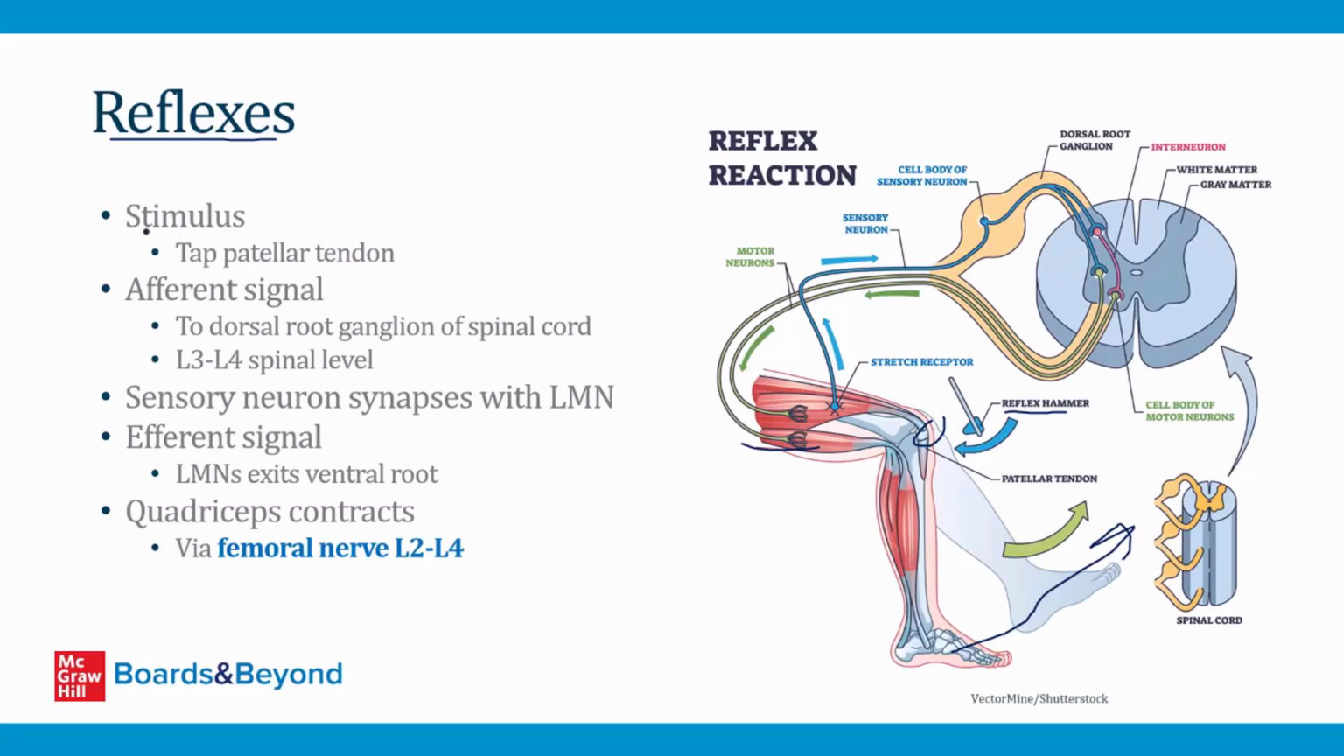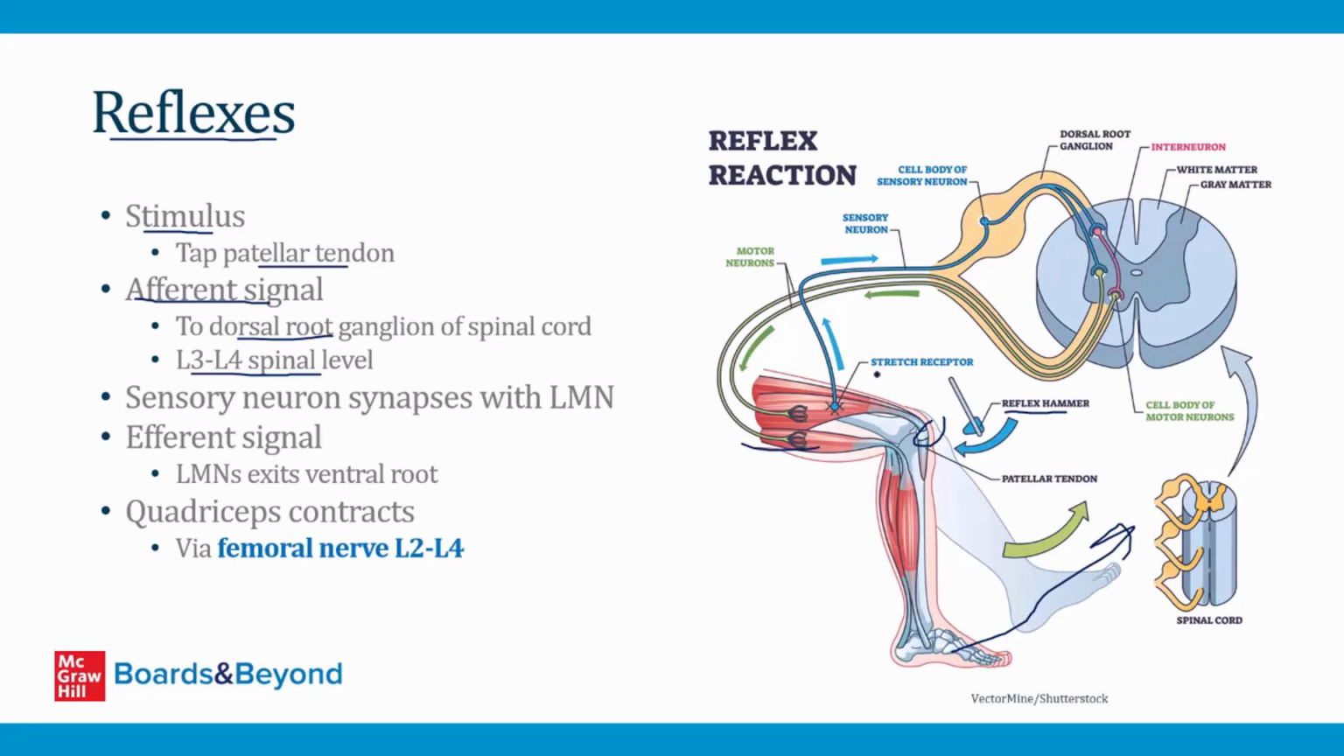So first, you have a stimulus for the reflex, and that's when you tap the patellar tendon with the reflex hammer. This leads to an afferent signal. Afferent means arriving to the central nervous system. So it's a sensory signal that is coming into the spinal cord to the dorsal root ganglion of the spinal cord. And in the case of the patellar reflex, this will be at the L3 to L4 spinal level. That's where you find those sensory nerves that send out fibers to the knee. And so this is shown in this image.